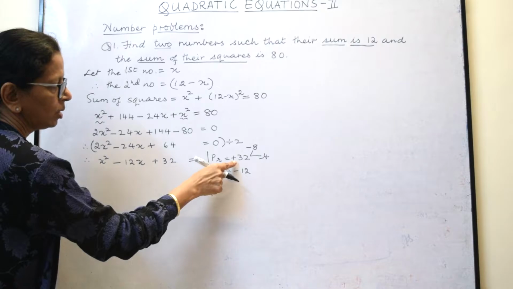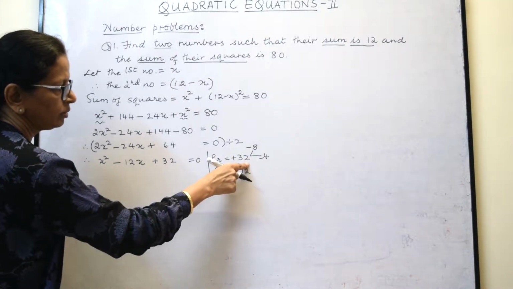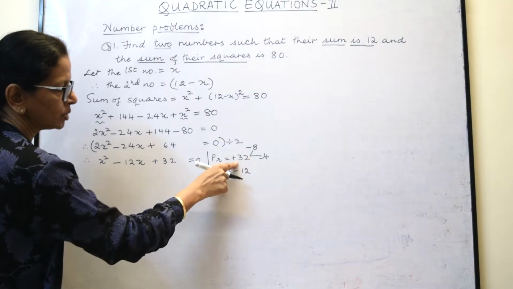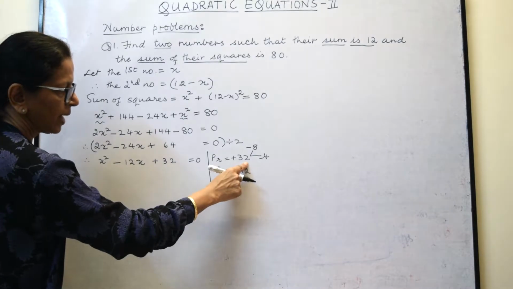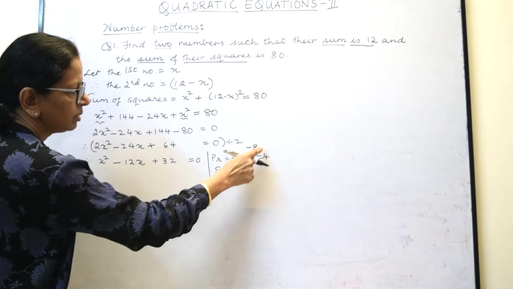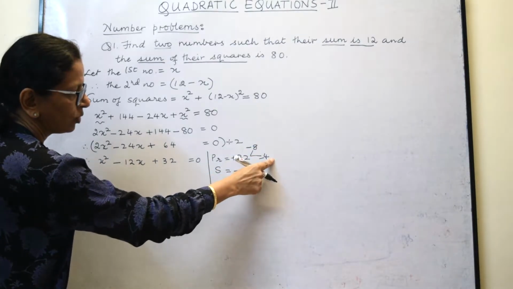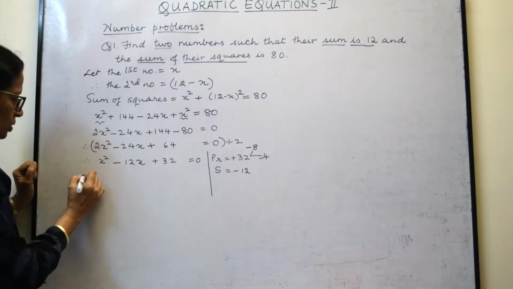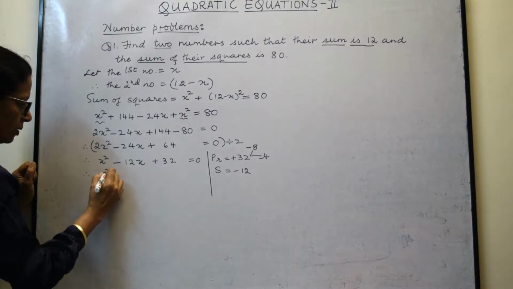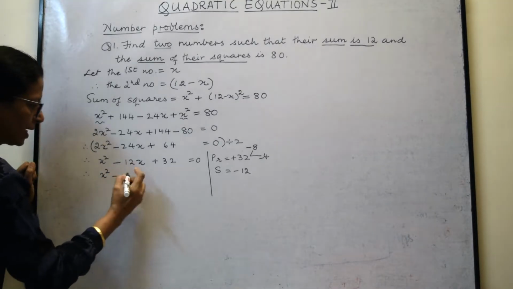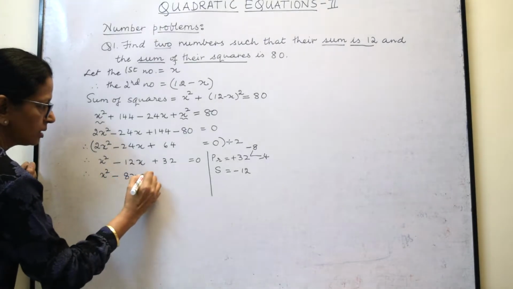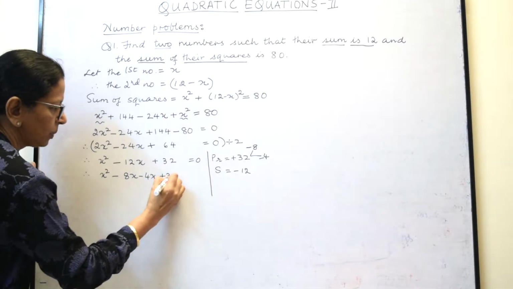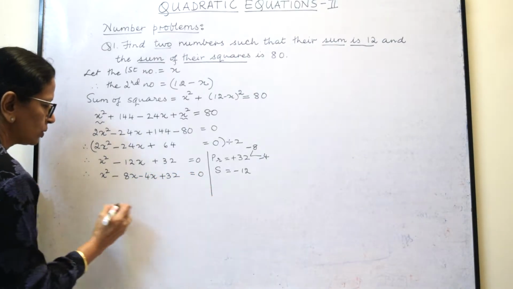Now double check. The product of these two is plus 32. Minus into minus becomes plus, 8 fours 32. Right? Now the sum, minus 8 and minus 4, if you add together you get minus 12. So we are right. So now we are going to write this 12x as minus 8x minus 4x plus 32, and that's equal to 0.